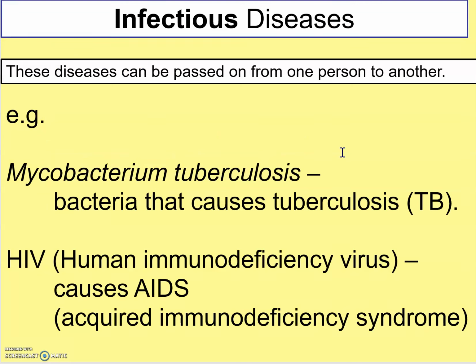So we're talking about infectious diseases here, so diseases that can infect one person and another. So all of those previous three are infectious. Of course, non-infectious diseases are things like cancers and things like that.